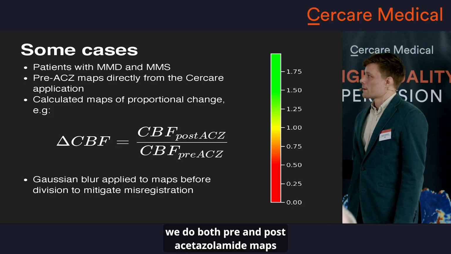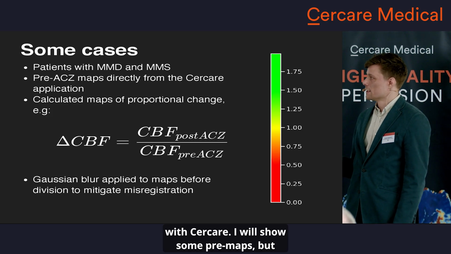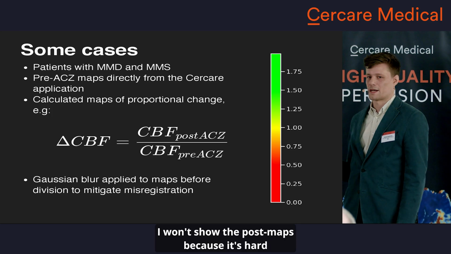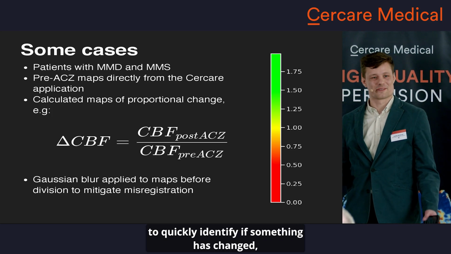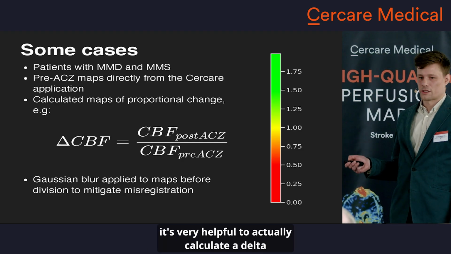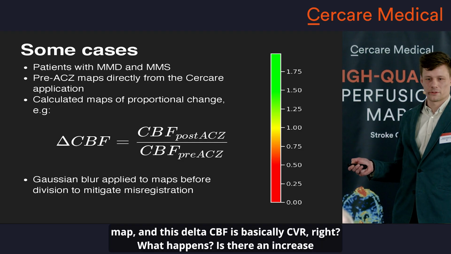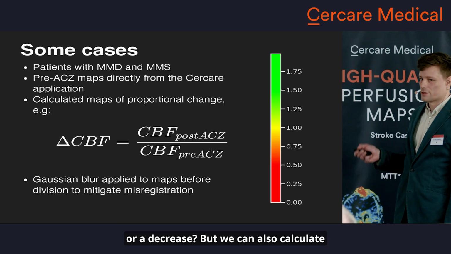And we do both pre and post acetazolamide maps with Circare. I will show some pre-maps, but I won't show the post maps because it's hard to quickly identify if something has changed, especially from the back row. So I think it's very helpful to actually calculate a delta map. And this delta CBF is basically CVR, right? What happens, is there an increase or a decrease?